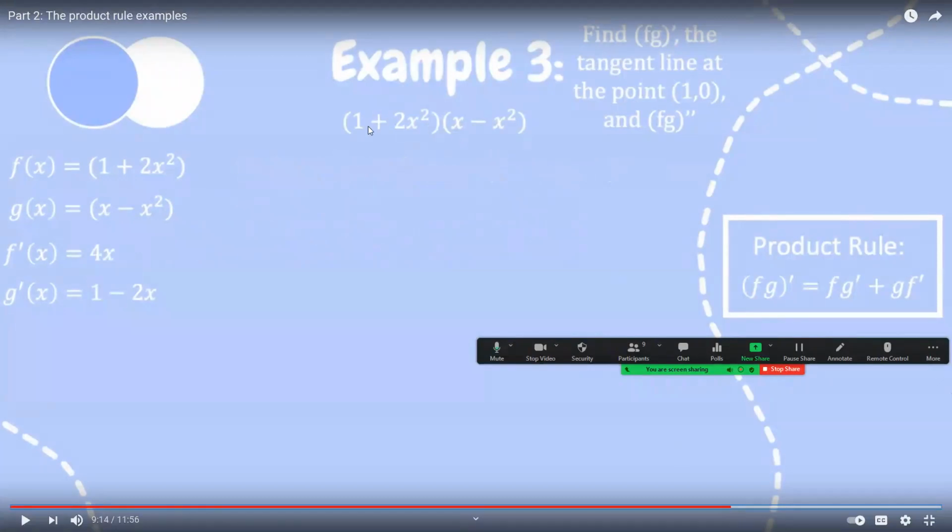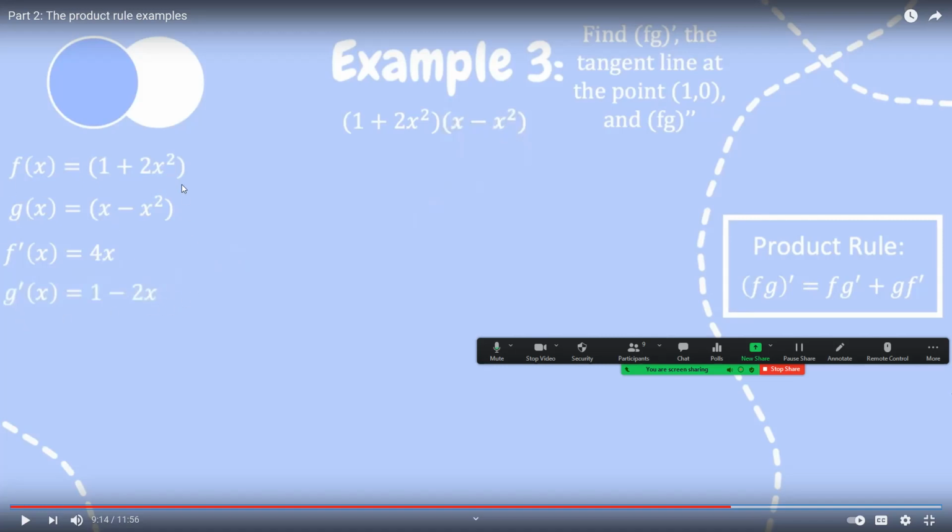So what we're doing here is we're treating this first function as f and the second function as g. We can differentiate each of those using the power rule. The derivative of 1 plus 2x squared: the 1 differentiates to 0, and 2x squared differentiates to 4x. So f prime is 0 plus 4x, or just 4x. The second one, x minus x squared, we can also differentiate with the power rule. The x differentiates to 1, and the x squared differentiates to 2x. So his derivative is going to be 1 minus 2x.